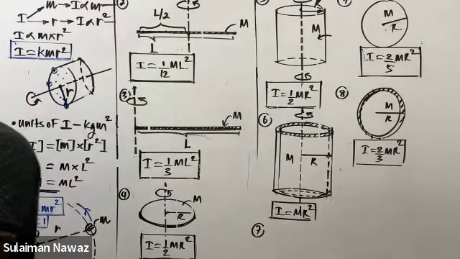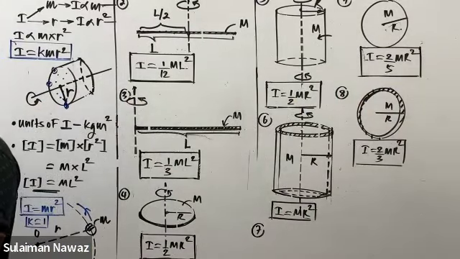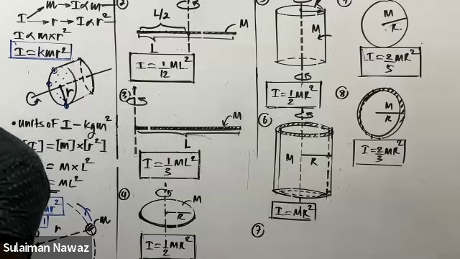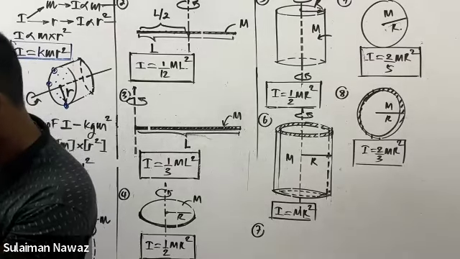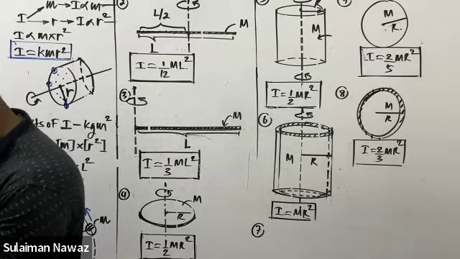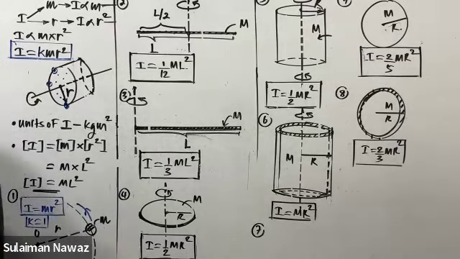Done, hands up. Finished, hands up. We want to do the next part. Finished, hands up quickly. Only one. Quickly, quickly.